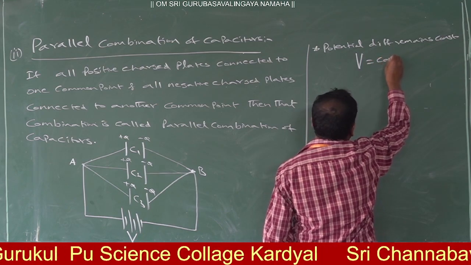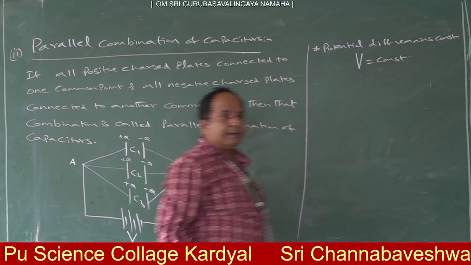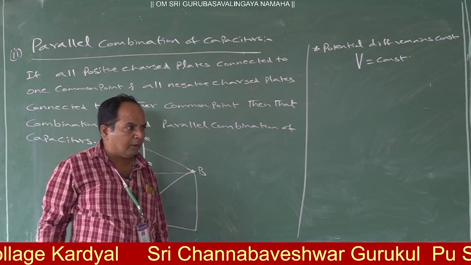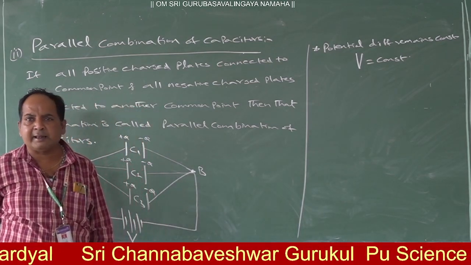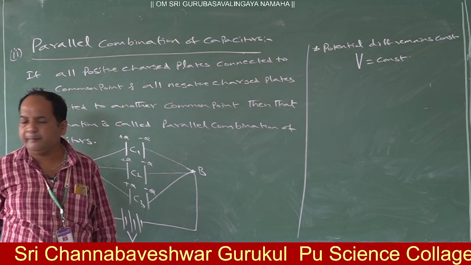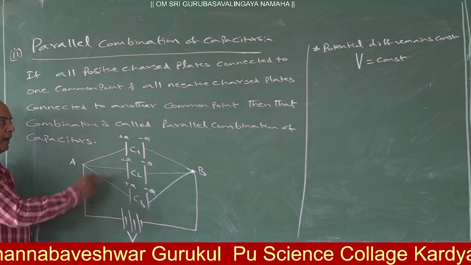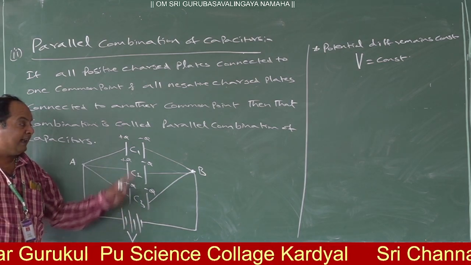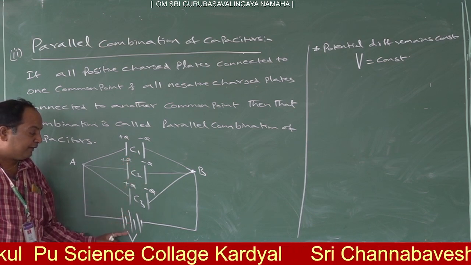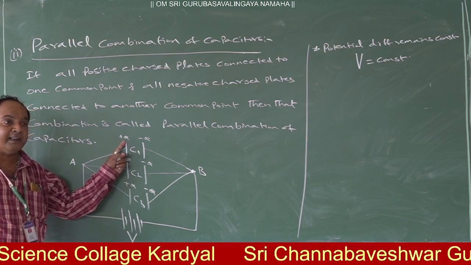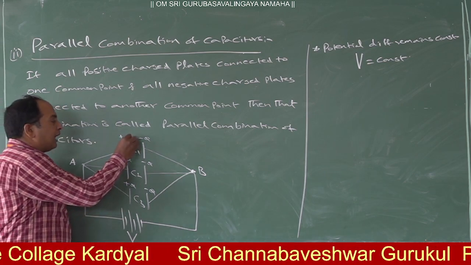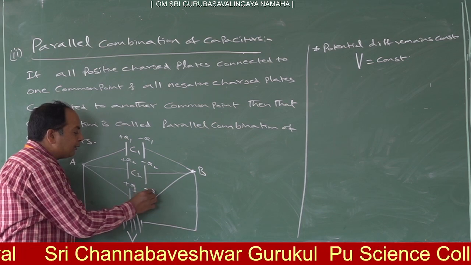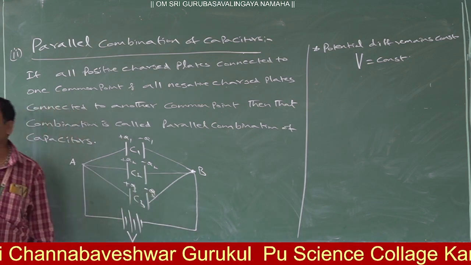Potential difference remains constant. Means V is equal to constant. This is okay? Next, here already we know Q is equal to what? CV. Here C1 is there and V constant. So Q is same or changing? So here charge Q1, here charge Q2, here charge Q3. So what is changing?